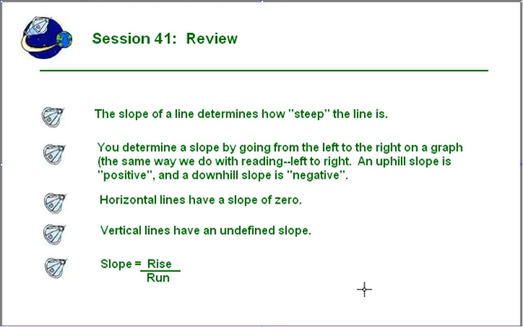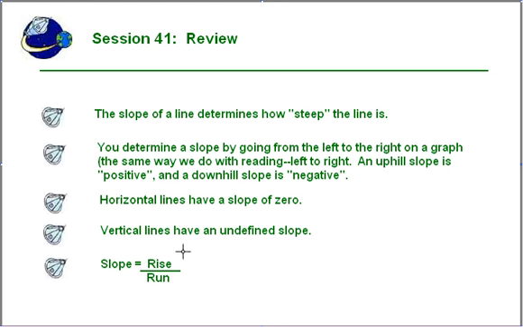A horizontal line would be a line that's parallel to the x-axis. And since it's parallel to the x-axis, it never intersects the x-axis. It stays parallel to it the whole time. That would indicate perfectly flat land. Land that has no rise to it, it's completely flat. A horizontal line has a slope of 0.